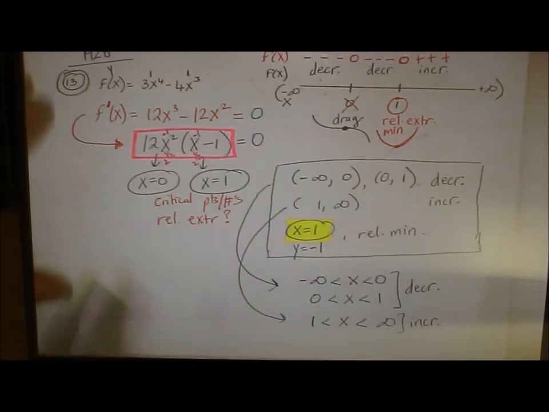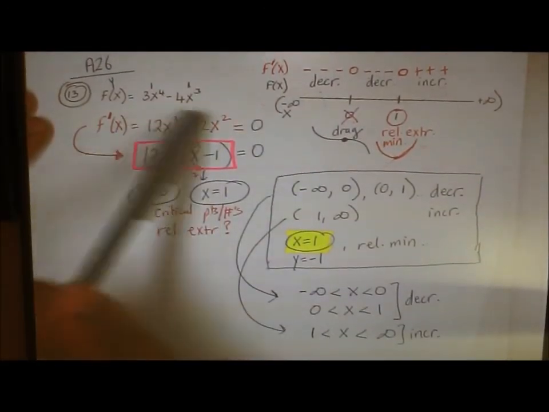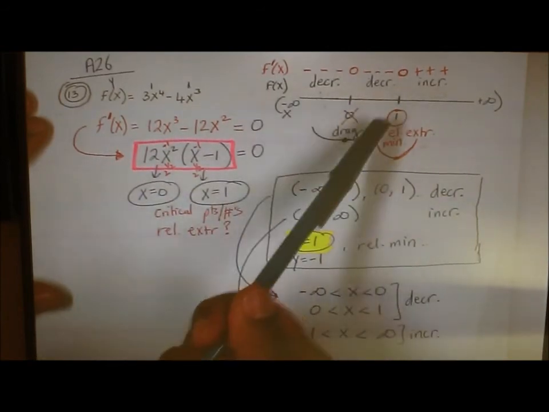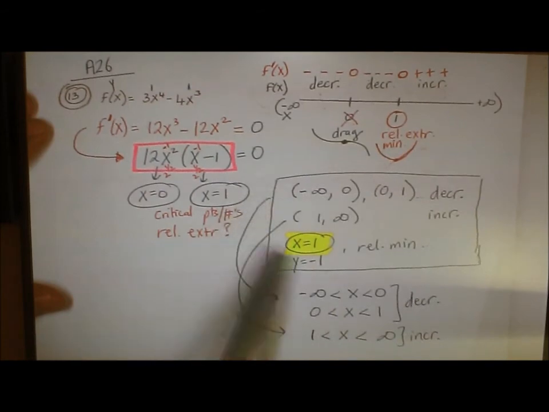Okay, so step 1, derive, set equal to 0, find critical points. Step 1, find critical points. Step 2, make a sign chart. Step 3, translate your sign chart into interval or inequality notation.